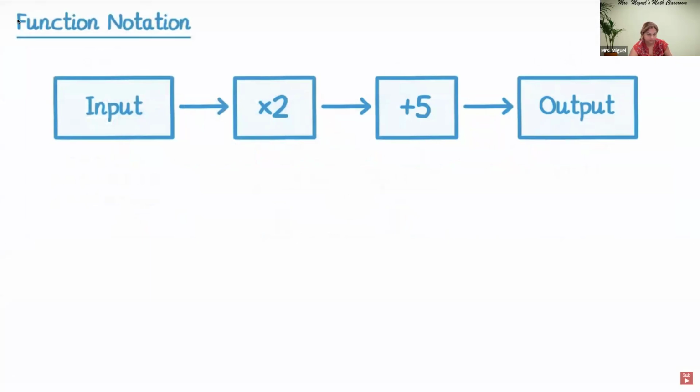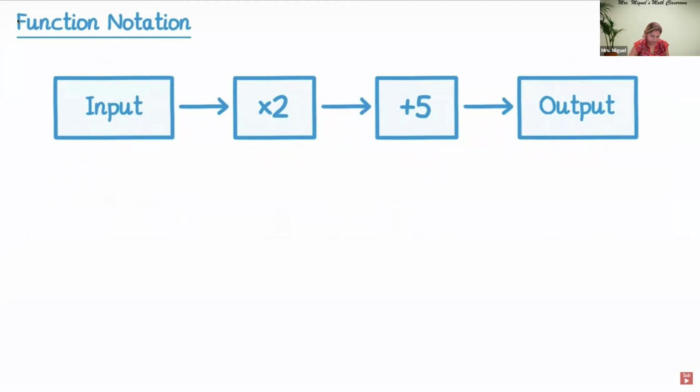In this video, we're going to learn about function notation. Here we have a function machine, where you take an input and it generates an output. For example, if our input was 7, we'd take 7, times it by 2 to get 14, add 5 to get 19, and that would be our output. So if 7 was the input, 19 is the output.